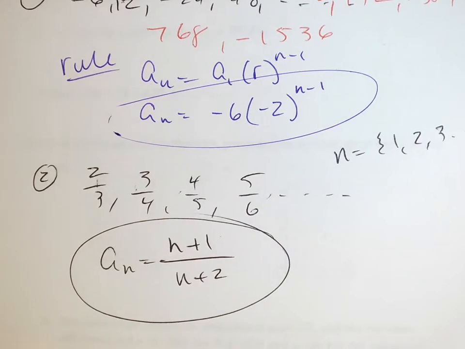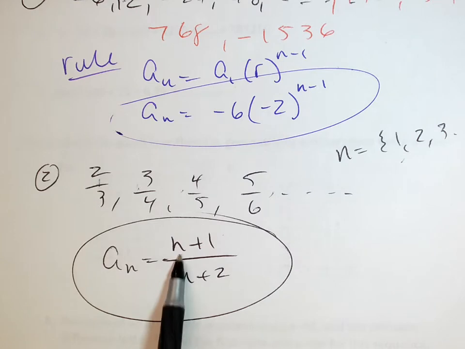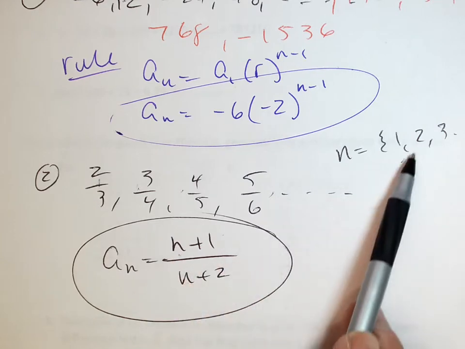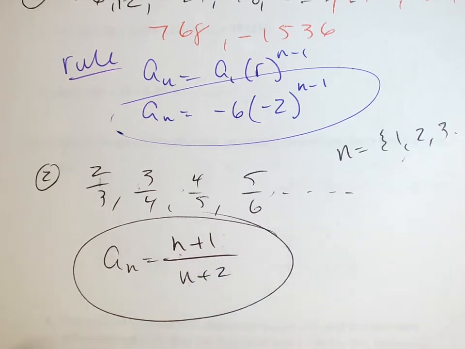Does that make a little sense how I got that? If I plug in 1, I get 2/3, right? If I plug in 2, I get 3/4. If I plug in 3, I get 4/5, and so on, okay? Maybe do that tomorrow, hopefully.